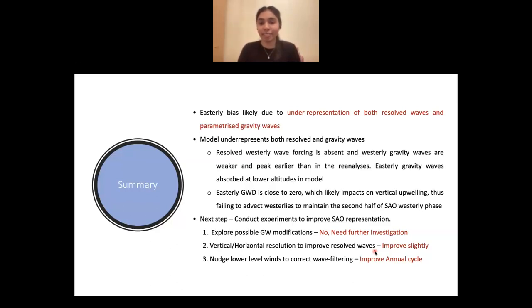And nudging the lower level winds actually helps to improve the annual cycle. So it suggests that if we have a better quasi-biennial oscillation in the model, that will help to have a better semi-annual oscillation also.